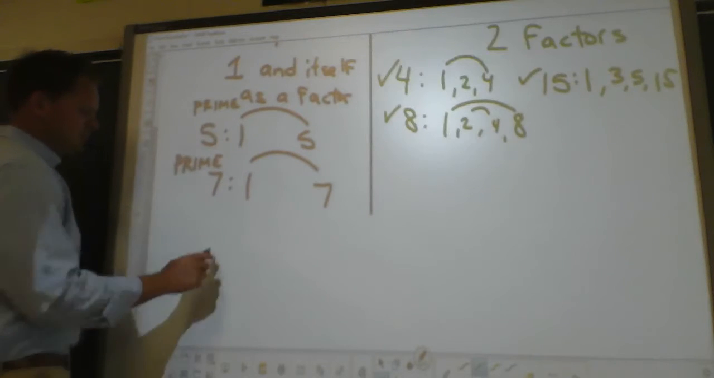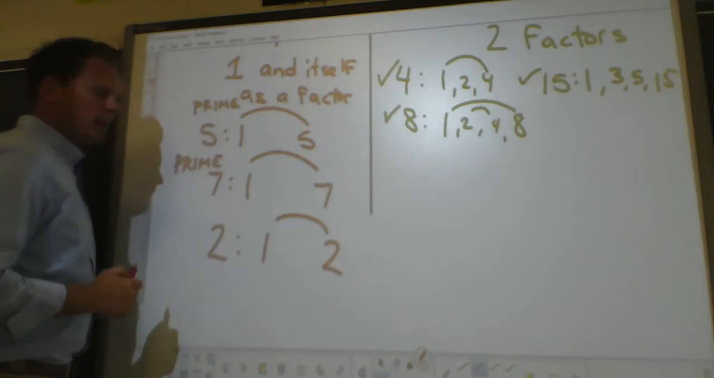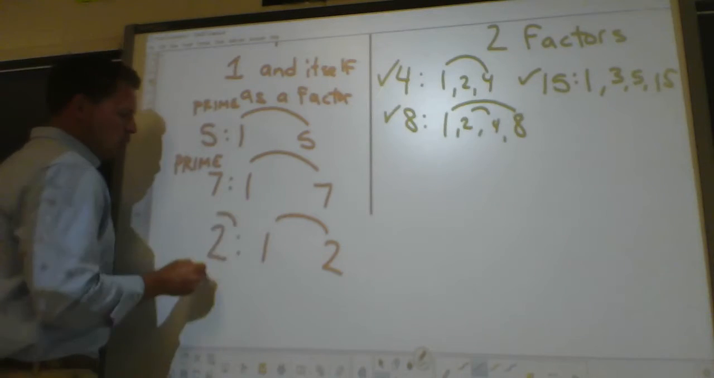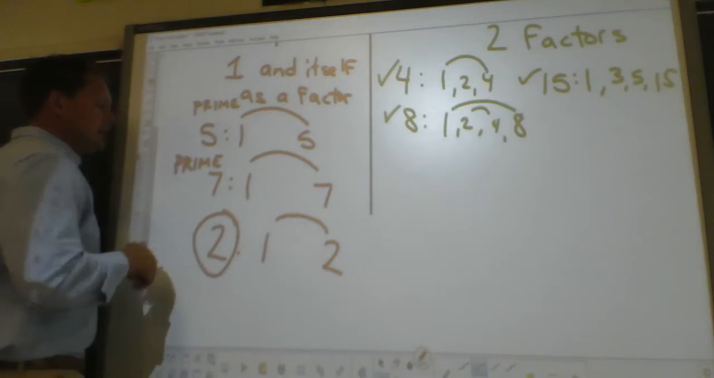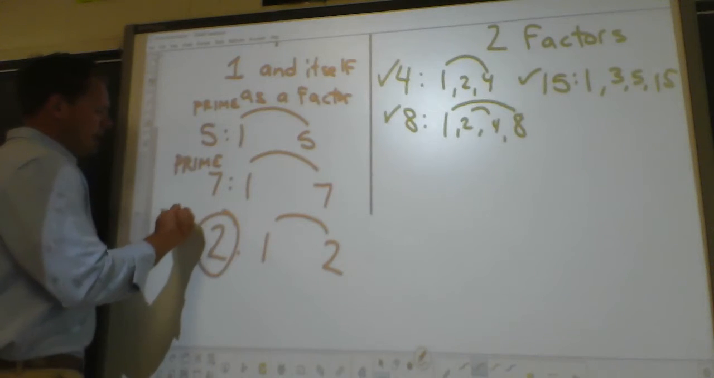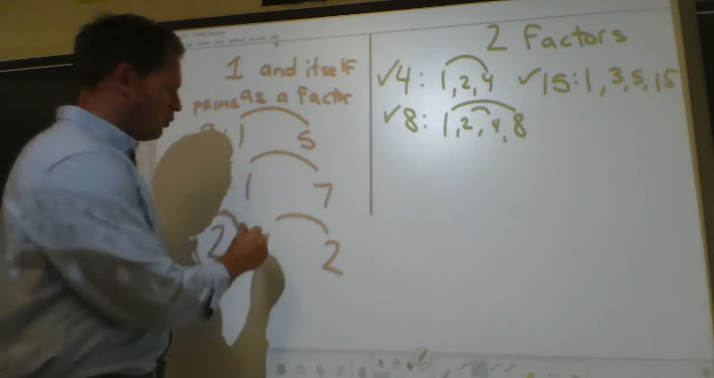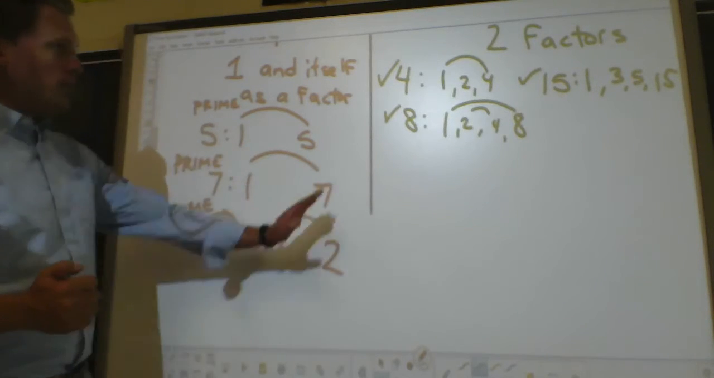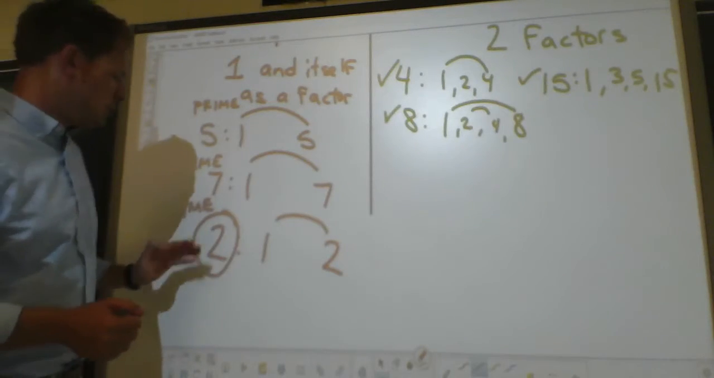What about the number 2? 1 times 2. And that's it. 2 is that weird one. 2 is an even number, but it is prime because it only has 2 factors, 1 and 2. All right, so composite numbers, more than 2 factors. Prime numbers, exactly 2 factors.